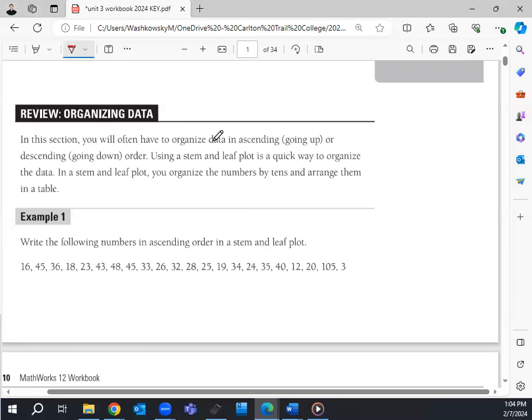So we often need to organize our data in ascending, which means going up, or descending, which is going down, order, from smallest to biggest or biggest to smallest, right? That's a very common thing we're going to have to do here. One way that we can do this is with something called a stem and leaf plot. This is a common thing that we're going to end up using here. Basically, in a stem and leaf, we organize the numbers by tens and arrange them in a table.